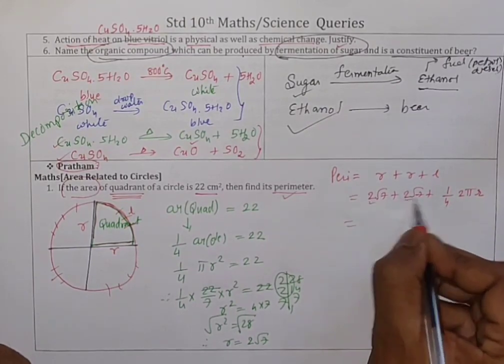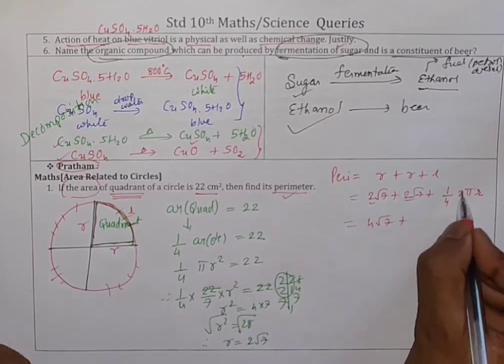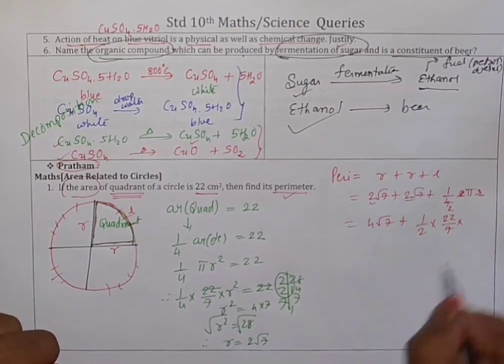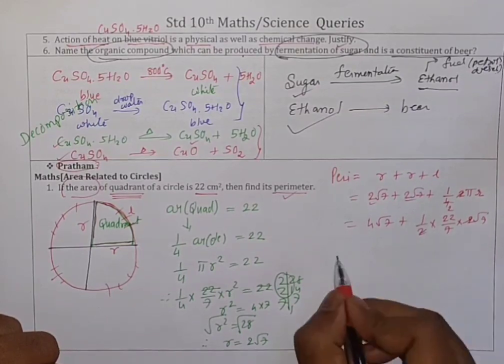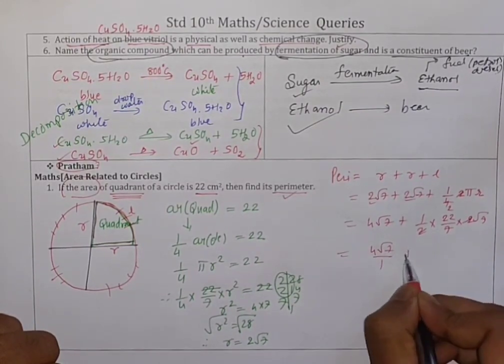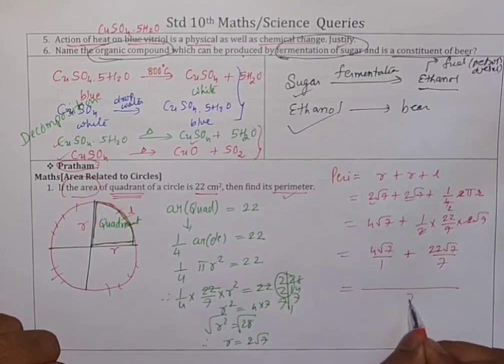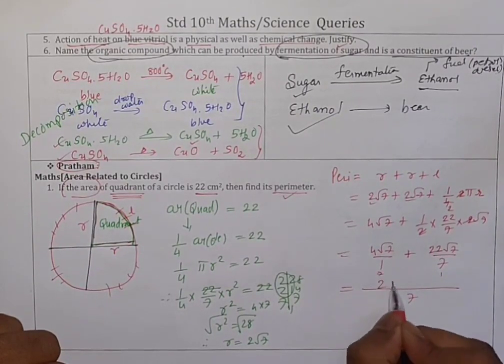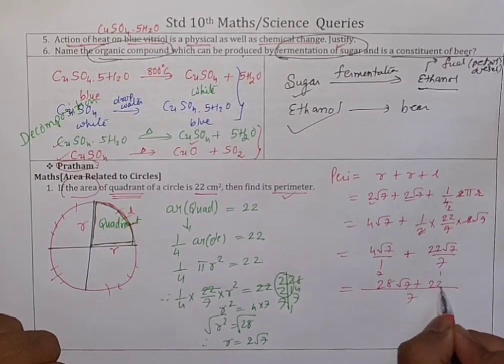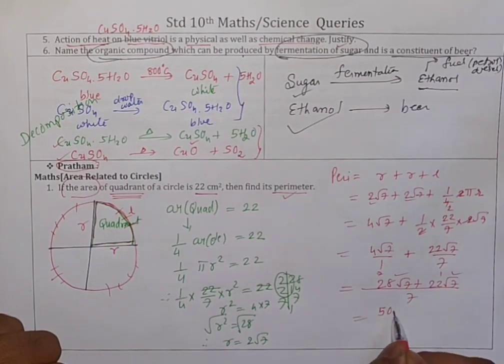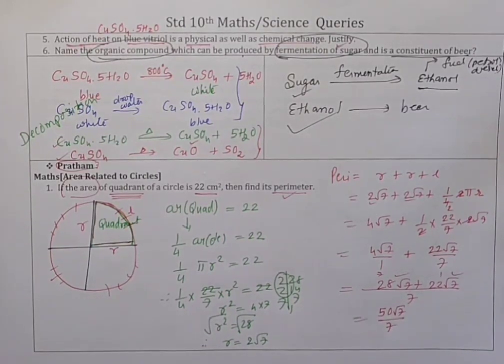So these are like terms: 4 root 7 plus, 2 1s are 2, 2 2s are, so half. You can put the value of pi as 22 upon 7, and the value of r is 2 root 7. 2 and 2 cancel. So this is 4 root 7 upon 1 plus 22 root 7 upon 7. Go for the LCM: 7 7s are, 1s are 7, 4s are 28 root 7 plus 22 root 7. 28 and 22 are like terms. 28 plus 22 is 50 root 7 upon 7. So the answer is 50 root 7 upon 7. This is the perimeter.